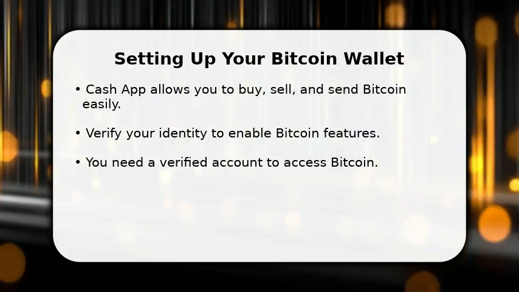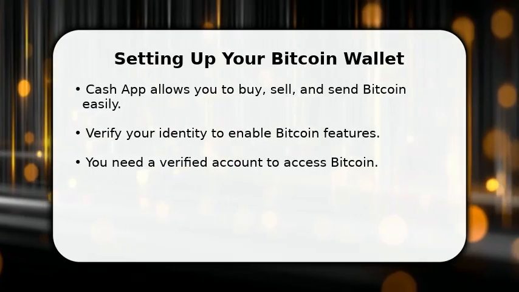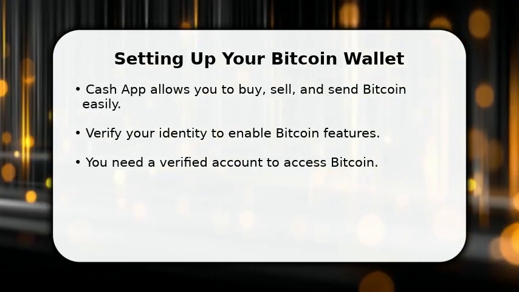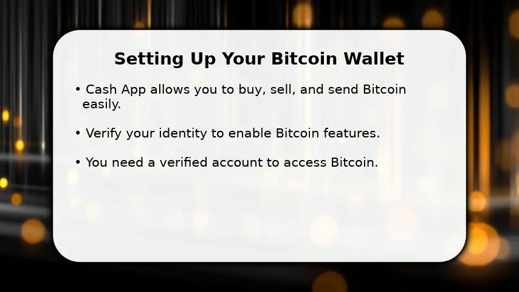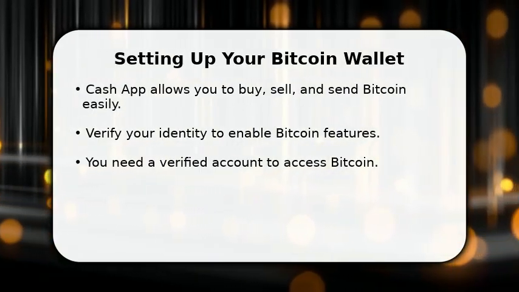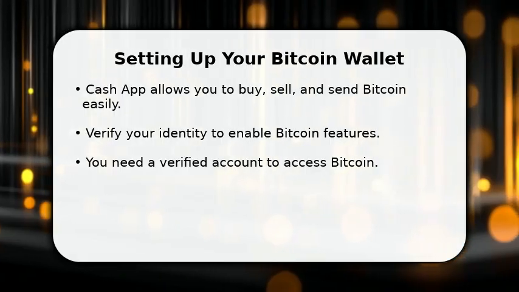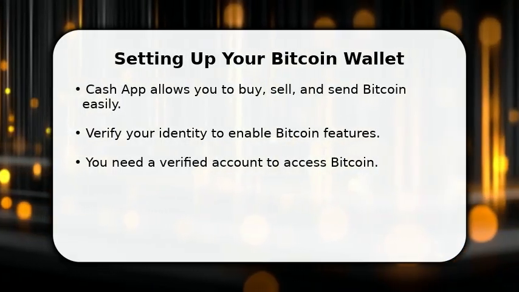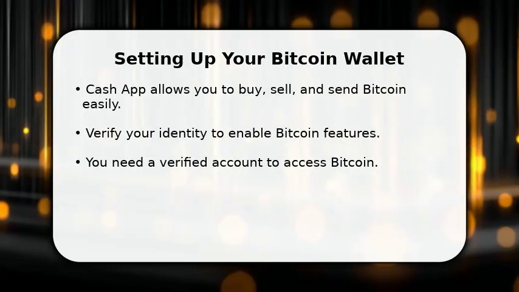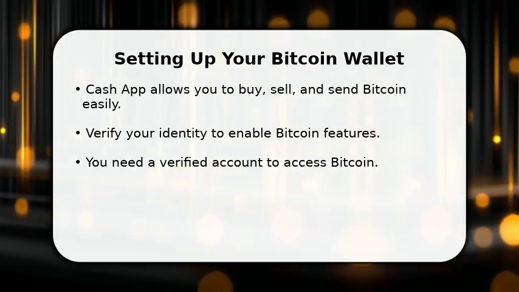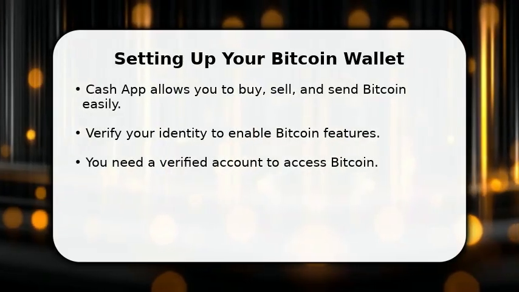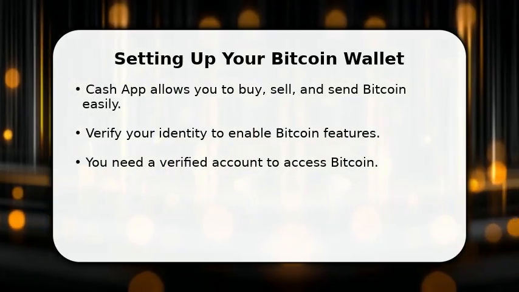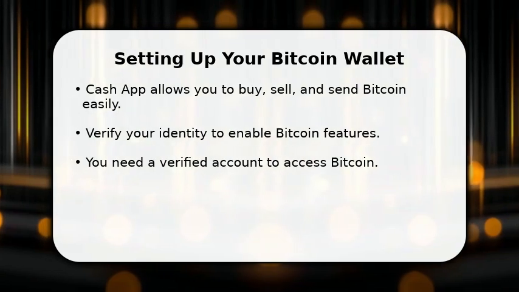In this video, I will explain how to set up your Bitcoin wallet on Cash App. First, ensure your Cash App is updated and open the application. You'll need to verify your identity to unlock Bitcoin operations, which is a standard security measure. This verification process typically involves providing personal details and a government-issued ID. Once verified, you can access all the Bitcoin features within the app.